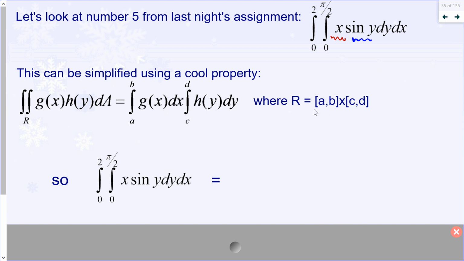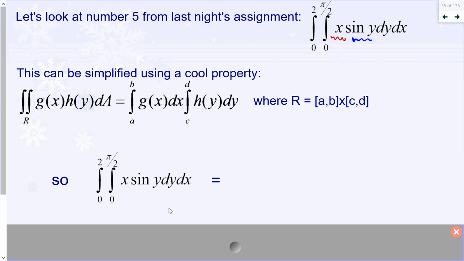The other requirement is that the bounds are rectangular. In other words, these bounds here are going to be numeric quantities and not functions. So 0 to pi halves and 0 to 2, those are both numeric bounds, and if we were to graph that area, it would be a rectangle. So what that allows us to do is take two single integrals instead of doing a double integral.